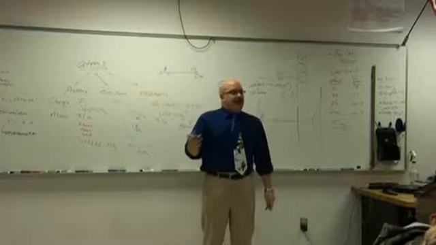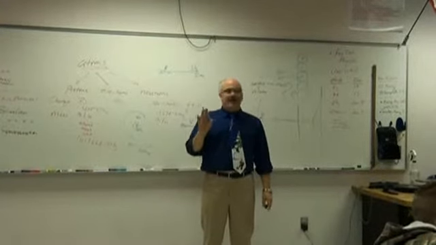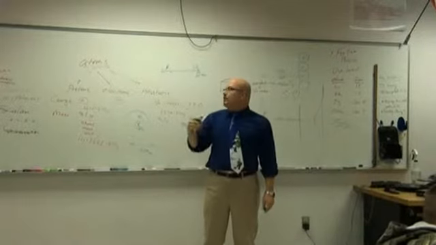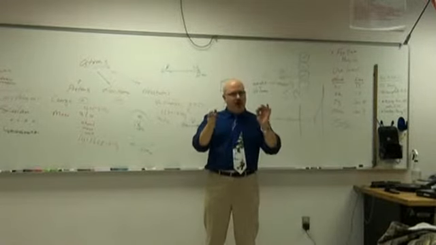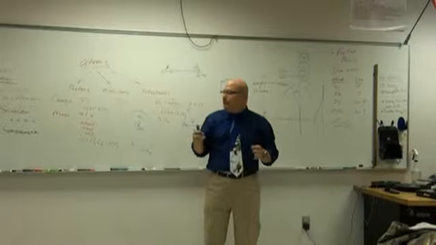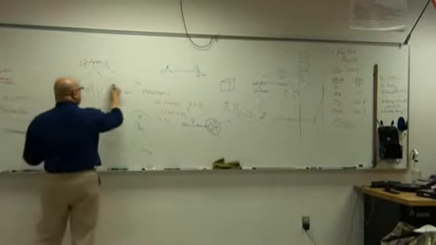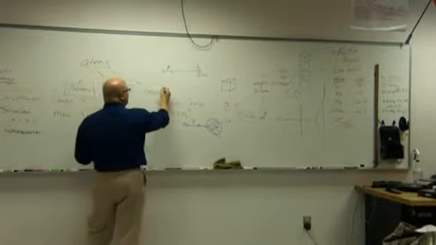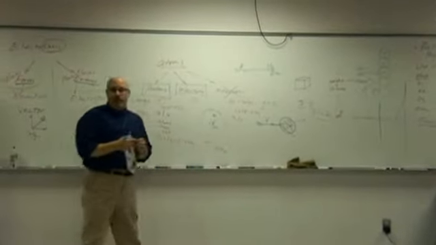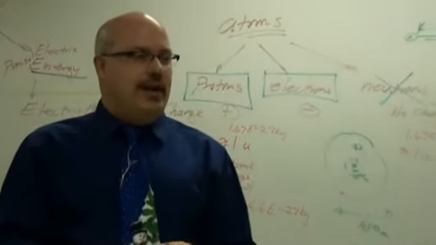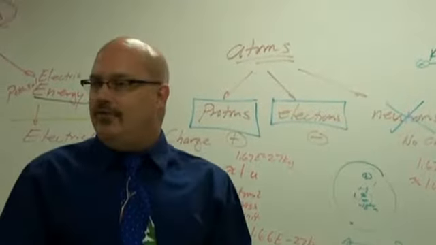Okay, our study of the atom. What we care about in electrostatics and electricity and magnetism is all of the objects or parts of the atom that have charge. So we want to know about this, this, and this. We don't care about the neutron. The neutron plays no part in the stuff that we're going to study, because it has no charge.